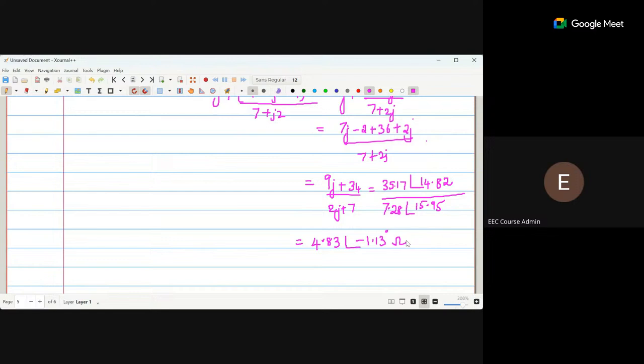So we have done mesh, nodal, superposition and Thevenin. If you know to do Thevenin, then similarly you can do Norton also. Thevenin resistance and Norton resistance will be the same. And for Norton, you have to short circuit the terminals, so you can try it out on your own. So let me move on to the star delta.